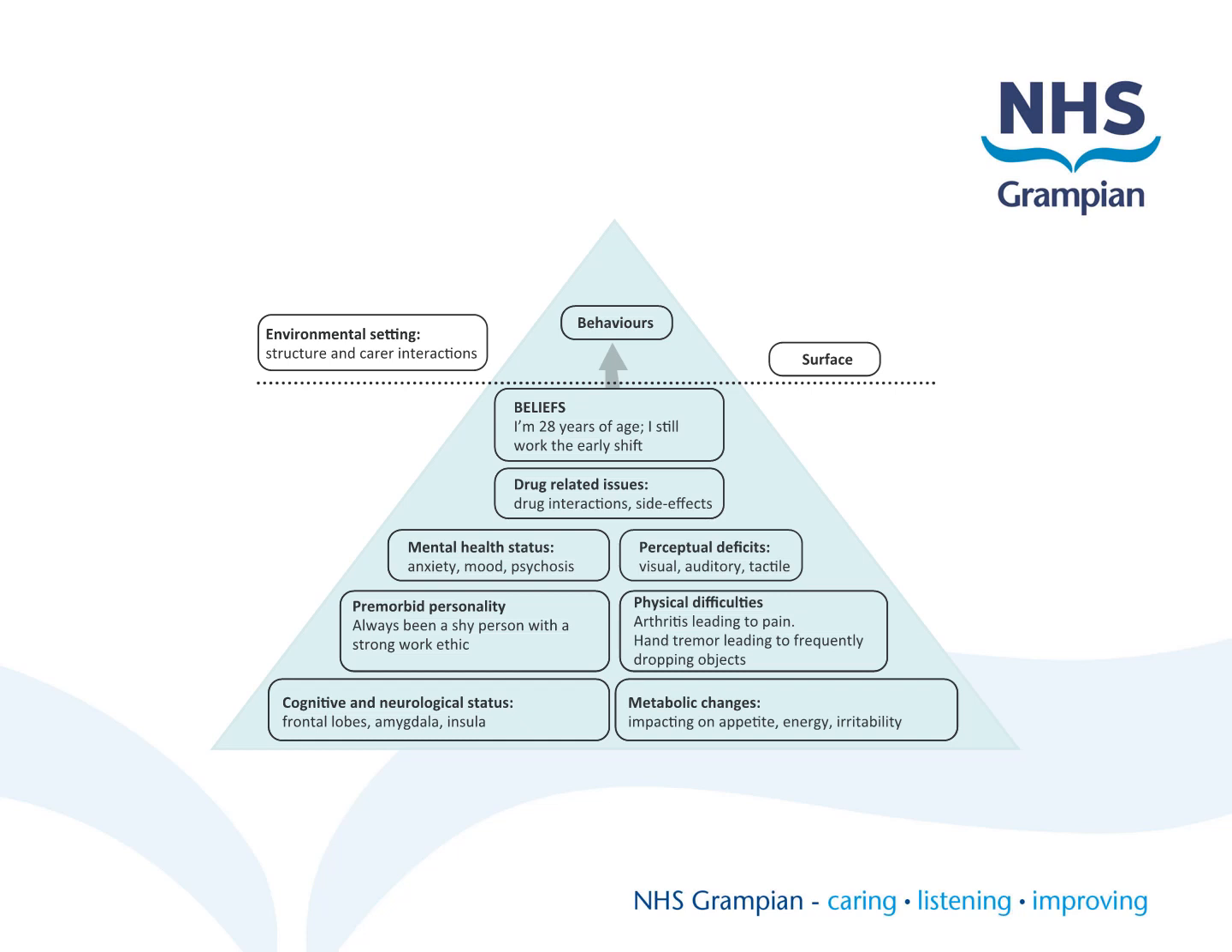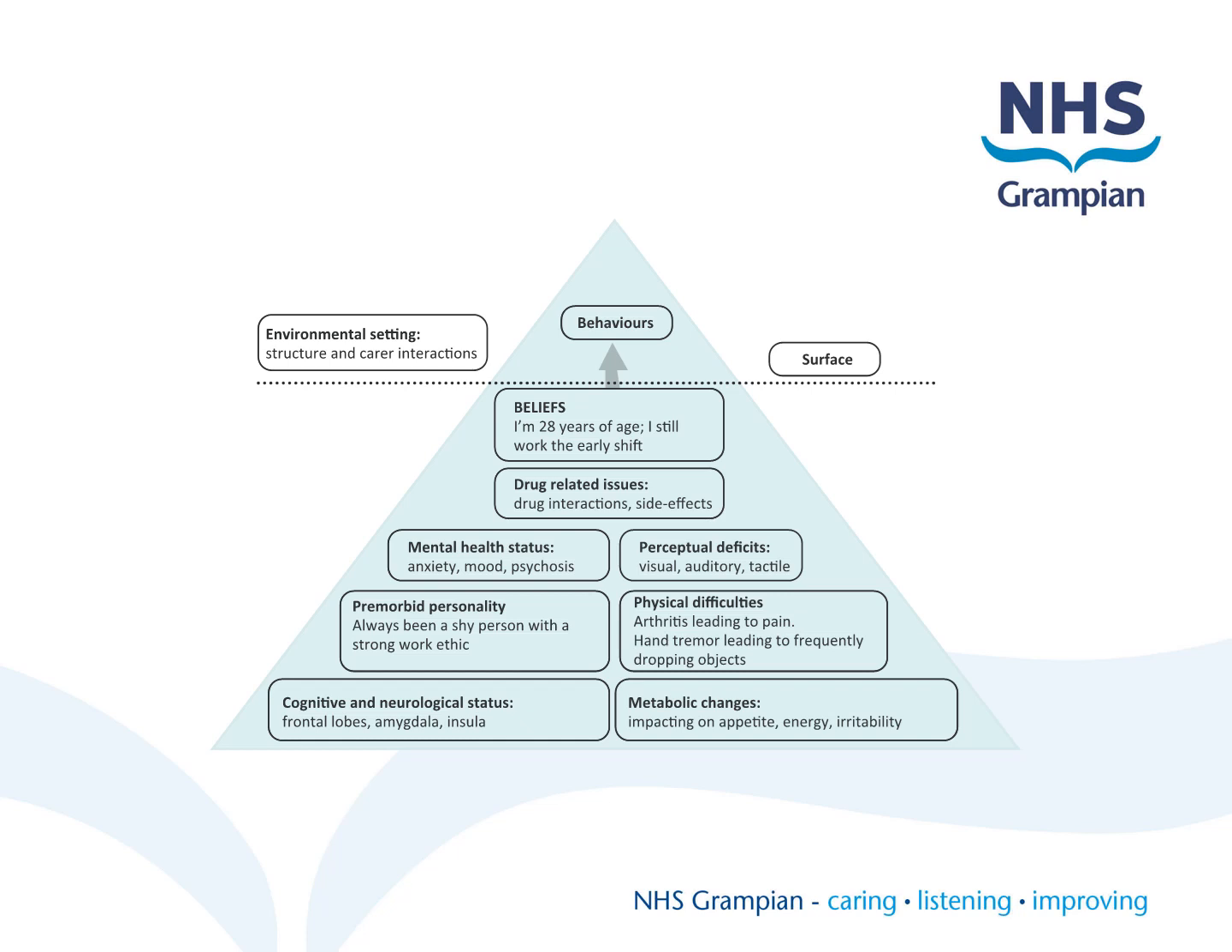So let's consider Robert's cognitive and neurological status. We know that Robert's living with Alzheimer's disease, so this has therefore caused some memory problems. He may also be experiencing a timeline shift, where he believes he is a different age. Robert may also experience confusion and also display repetitive actions, such as repeating himself or asking the same questions. We can also consider metabolic changes. Is Robert hungry? Is he constipated? These things may be affecting his appetite, his energy levels, and also his irritability levels.